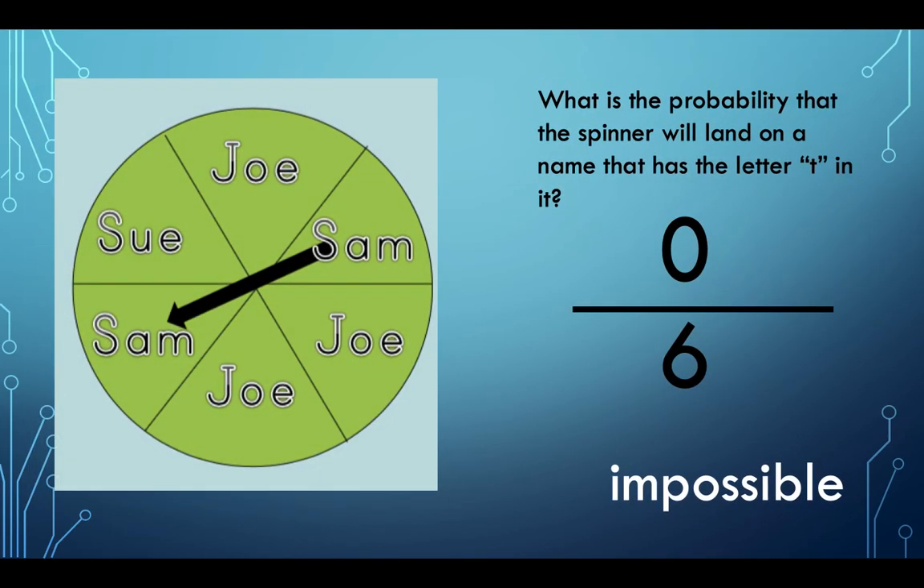Okay, here is our last example. And it says, what is the probability that the spinner will land on the name that has the letter T in it? Well, if you examine each name, none of our names have a letter T. So that's 0 chances out of 6, which means your probability is impossible.